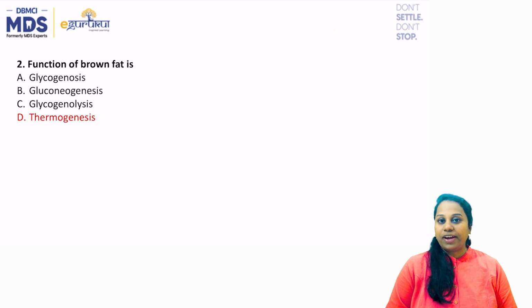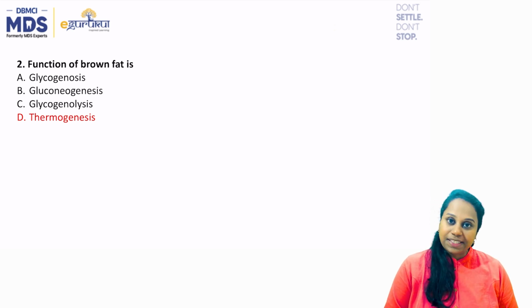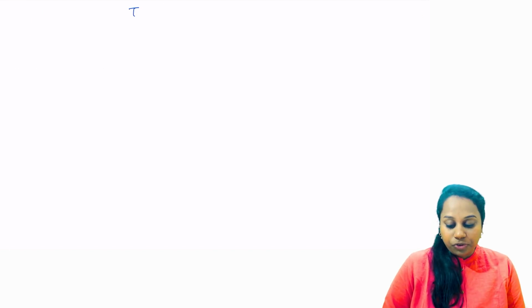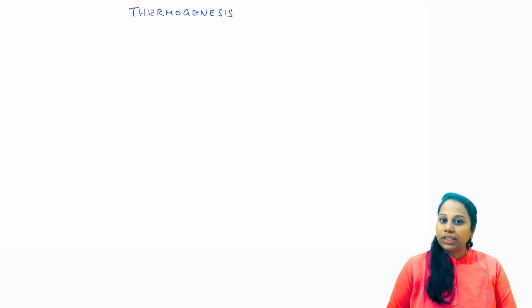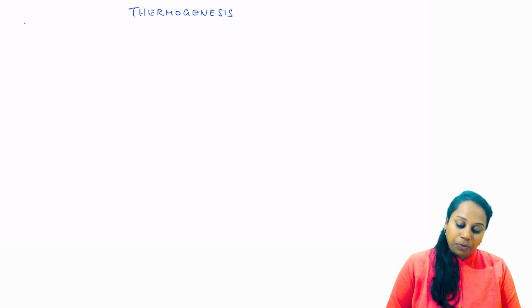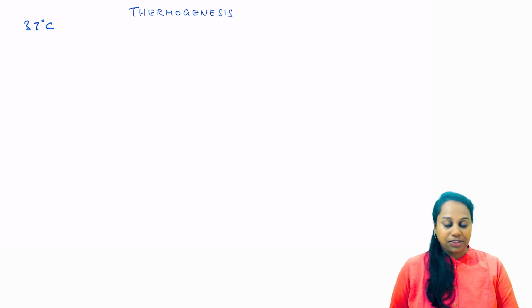Moving on to question number 2. Function of brown fat. Yes, another question on the same concept of brown fat. Thermogenesis is the answer. Quickly, let's learn about thermogenesis and we'll come back to this question. First of all, what is thermogenesis? The mechanism of heat production inside the body. This is called thermogenesis.